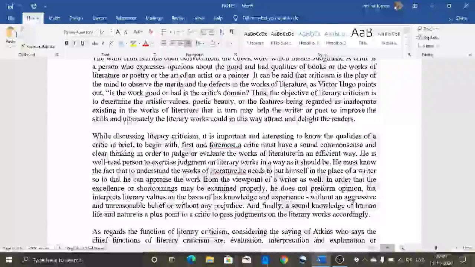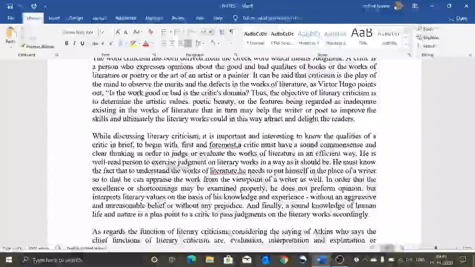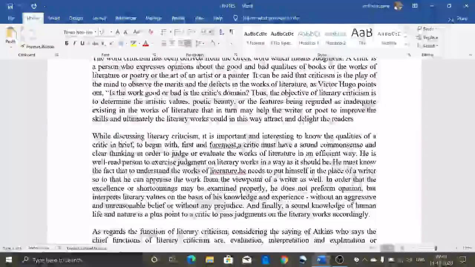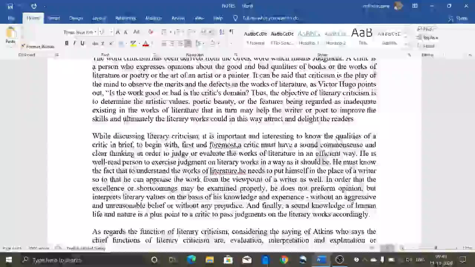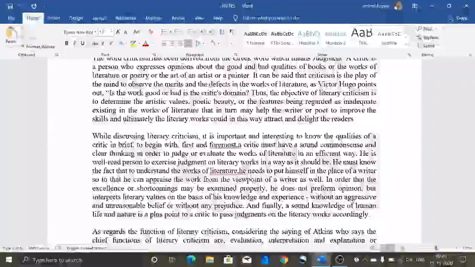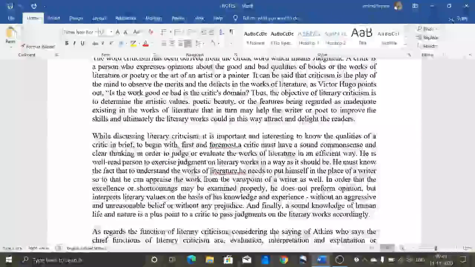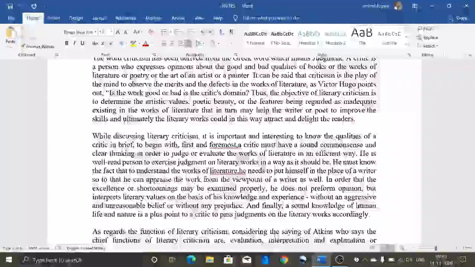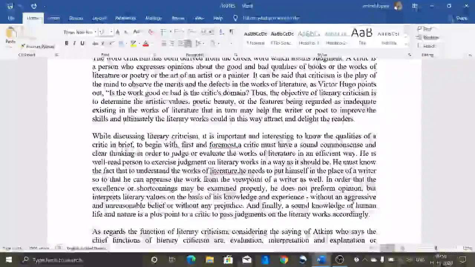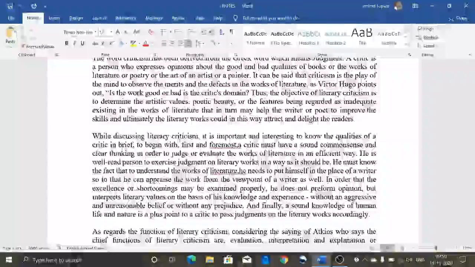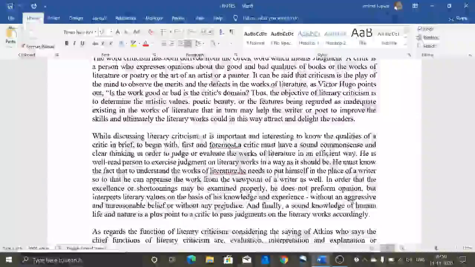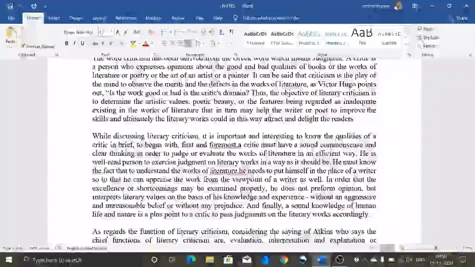So the second quality is that a critic should be a well-read person to exercise judgment on a literary work the way it should be. He must know that to understand the works of literature, he needs to put himself in the place of a writer. I should not think that I am a critic reading that writer's poetry, and if I have some prejudices against that writer, maybe my analysis and judgment of his literary work will not be good. There may be some malice or prejudice in that. So he needs to put himself in the place of the writer so that he can appraise the works from the viewpoint of the writer as well.